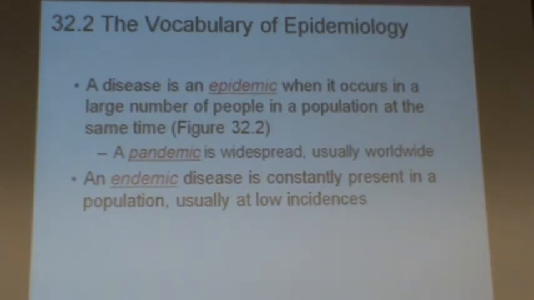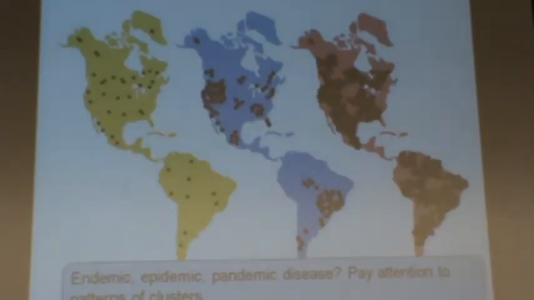Okay, here are three key concepts in epidemiology: endemic, epidemic, and pandemic. Endemic means a disease constantly present in a population. Pandemic means widespread, always worldwide. Epidemic means all of a sudden there's a large number of people with the disease. It's kind of abstract, but here is a graphic display of those concepts.